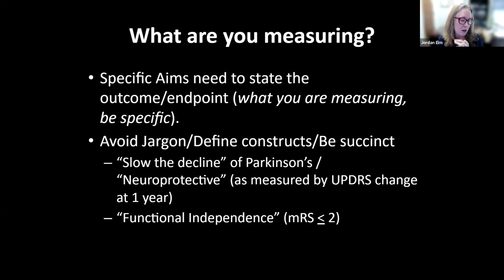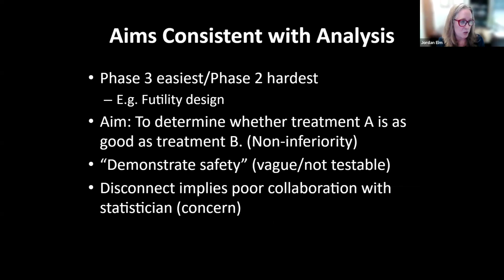Another one is functional independence. What does that mean in terms of a measurement? It can be measured in different ways. So just be succinct about how you're measuring it, and then if you're dichotomizing that measure, what your cut point is for success. That will be very helpful for a statistical reviewer to understand the measurement.